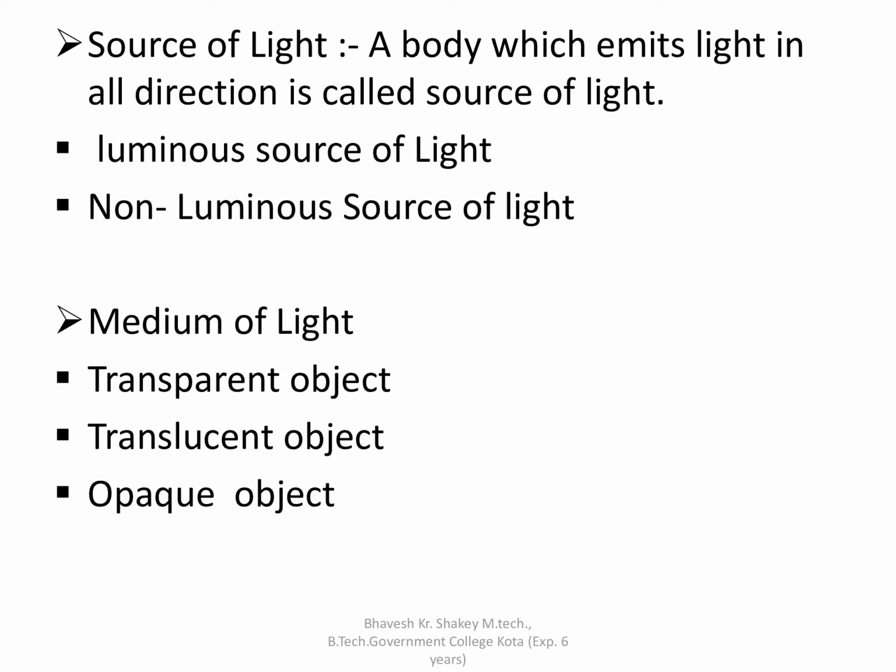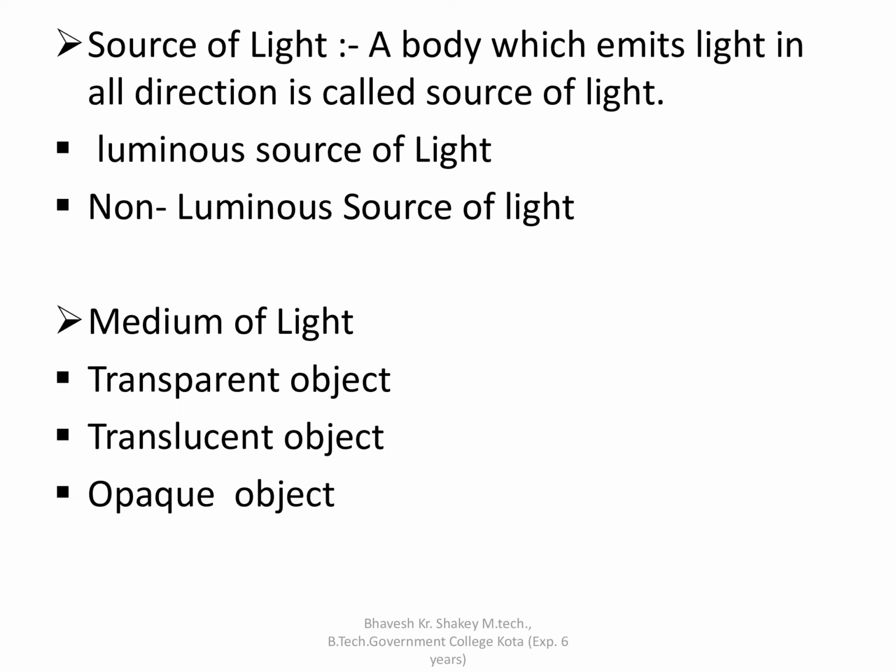Now in case of a non-luminous source of light, what happens? The objects which do not emit light but become visible only when light from the luminous objects fall on them. So these source of light are called non-luminous source of light. Examples of non-luminous source of light are moon, planets, wood, table, etc.